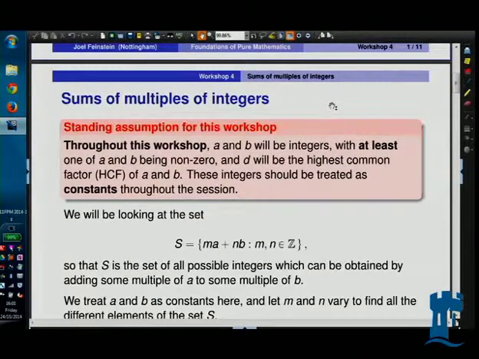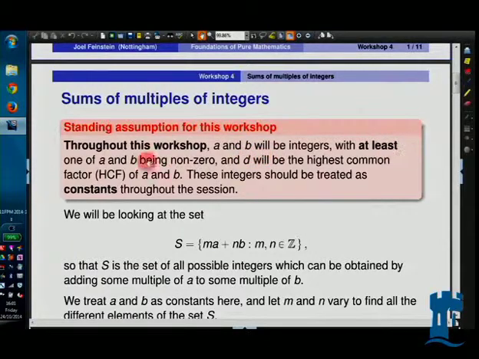Now we're going to have some standing assumptions throughout this workshop, and I'm not going to keep mentioning them. So A and B are integers. We don't know what they are, but at least one of them is non-zero. That's so that you can take the highest common factor of them. So we won't ever say what A and B are, but they are both integers, and at least one of them is not zero. And we'll just use A and B throughout this workshop, okay?